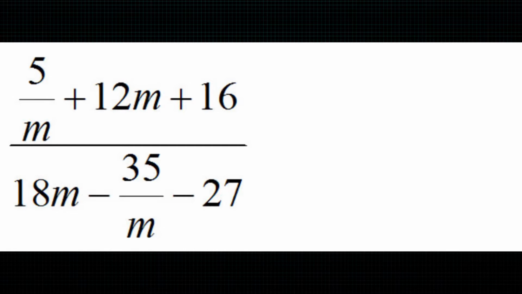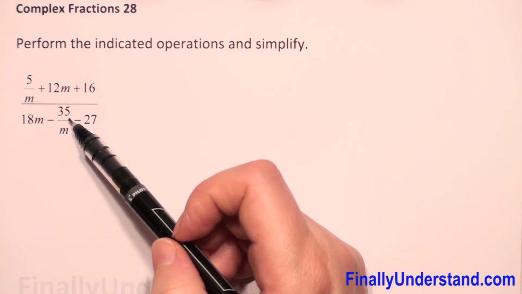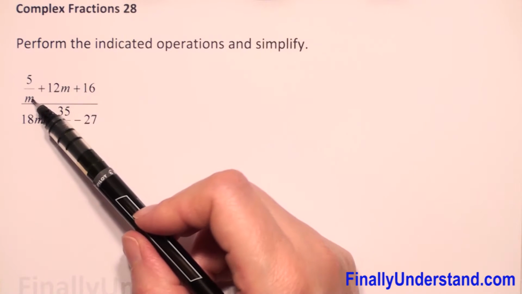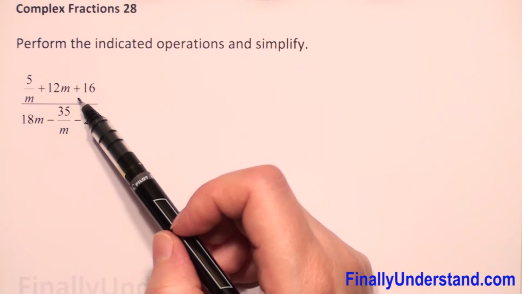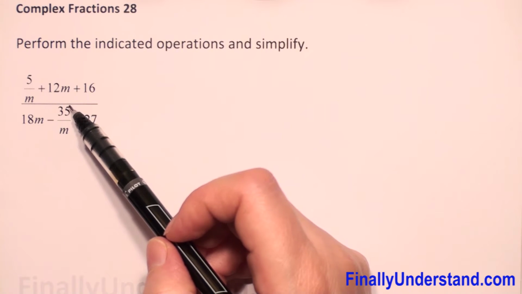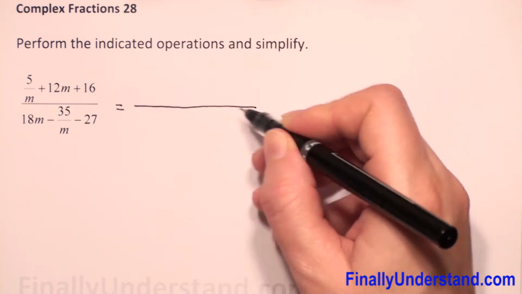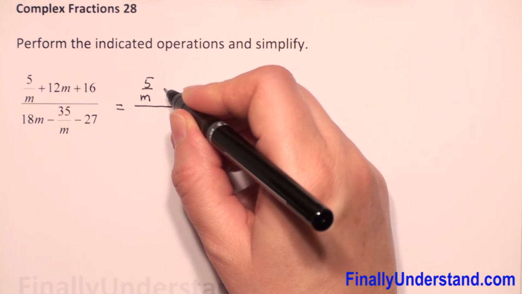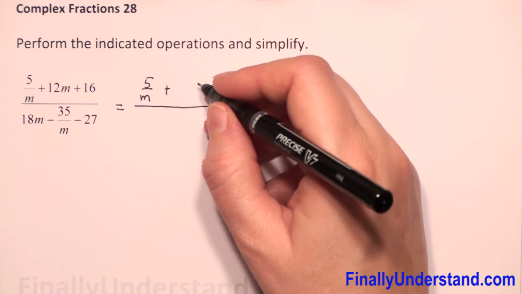We have a complex fraction because we have fractions in the numerator and in the denominator. First, we have a fraction and addition. To add fractions, we need to have the same denominator. 12m plus 16 we need to change to a fraction. So let me copy 5 over m, and we will have plus 12m plus 16.